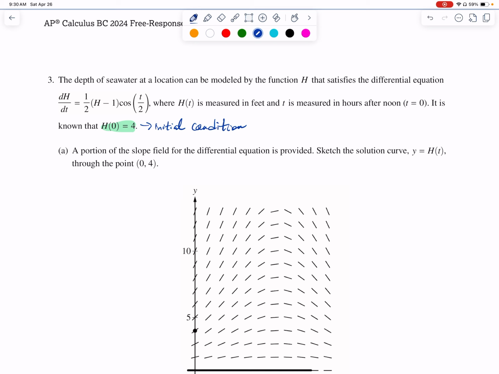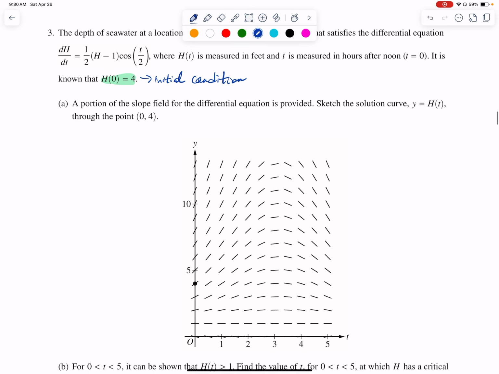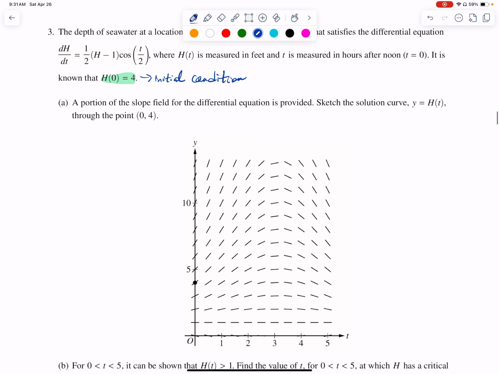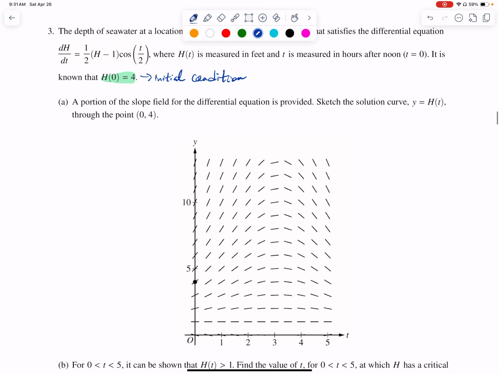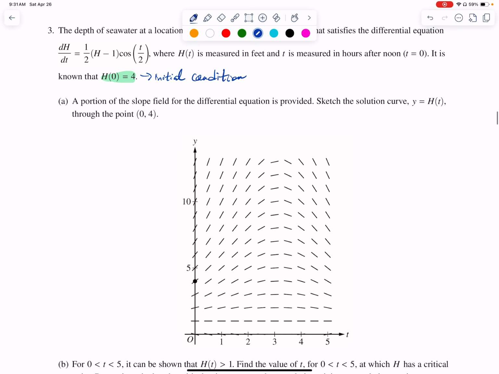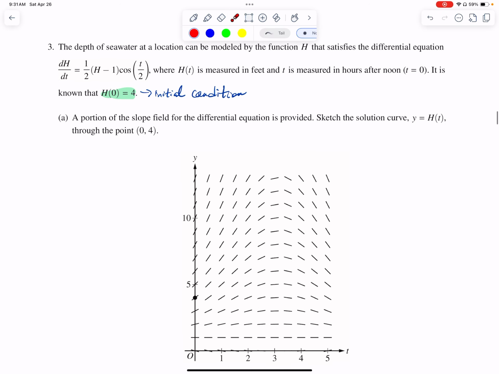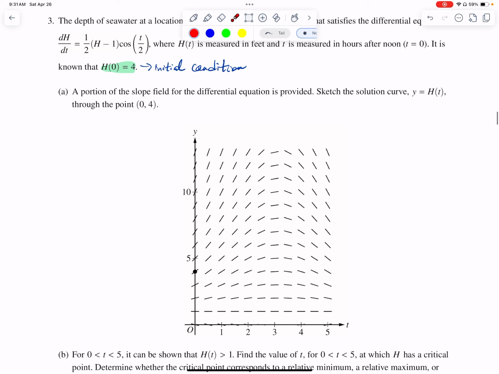What is this? This is depth, right? Okay, so I guess the initial depth. A portion of the slope field for the differential equation is provided. Sketch a solution curve y = h(t) through the point (0, 4). Look how nice they were. They actually put a little dot here so you couldn't miss it. So this is pretty much a free question.